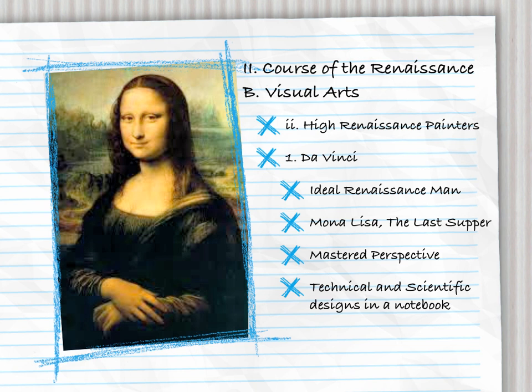Da Vinci also kept a bunch of technical and scientific designs in a notebook. He came up with one of the first ideas for a helicopter, for life preservers, tanks. I mean, incredibly, incredibly intelligent, creative man. And it's kind of crazy how just ahead of his time he was.